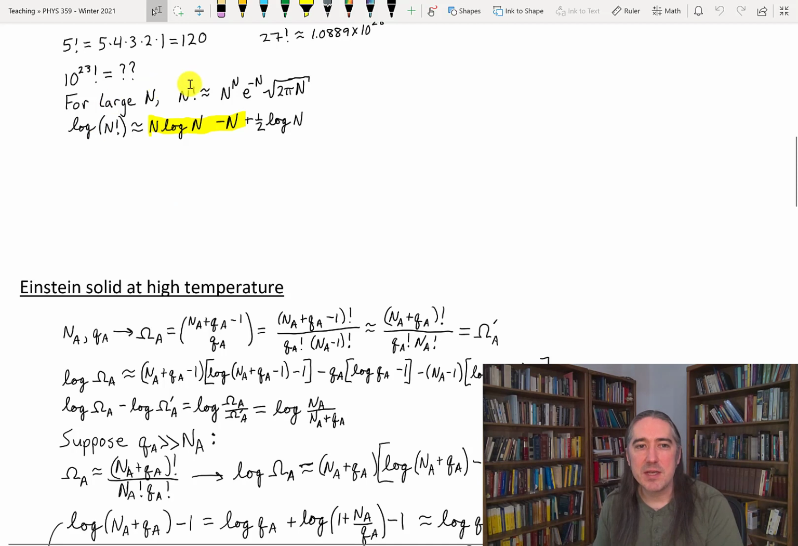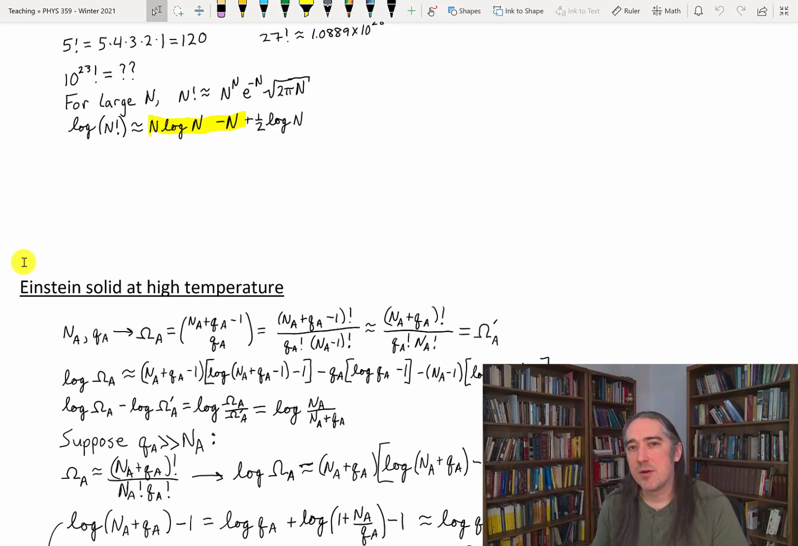So we're going to be taking Stirling's approximation here and using it quite a lot, and we'll get some nice results at the end. I want to do this for a specific system, which is, again, this Einstein solid, a system of oscillators and excitations. In particular, we're going to look at the high temperature limit for the Einstein solid.